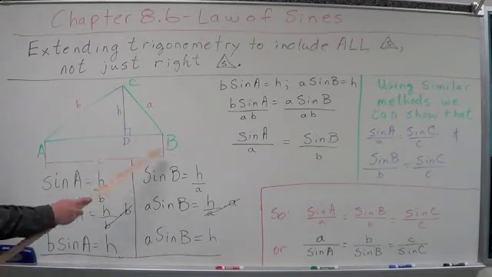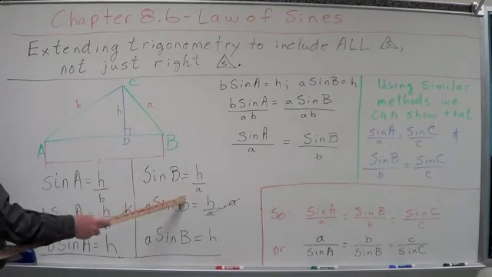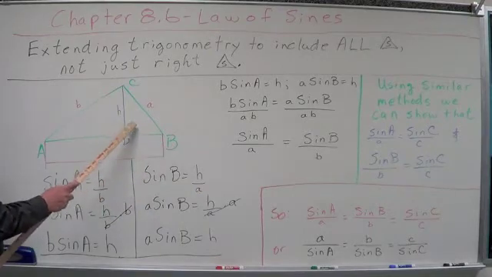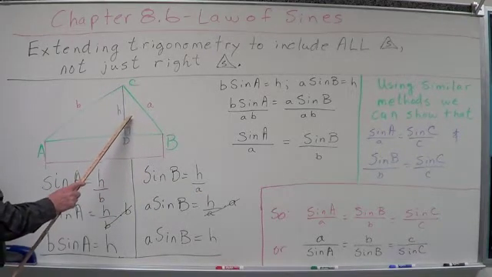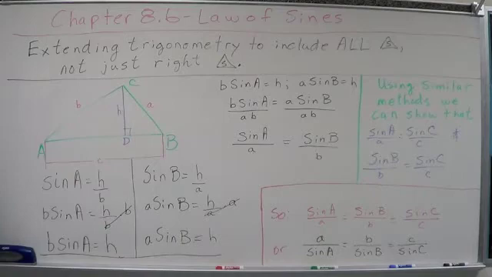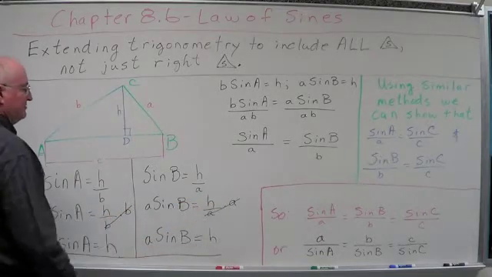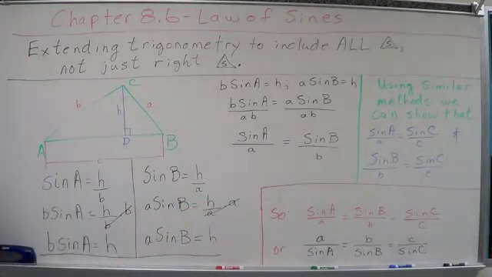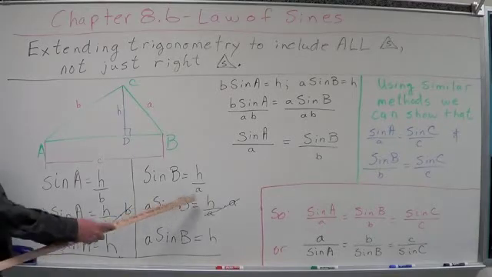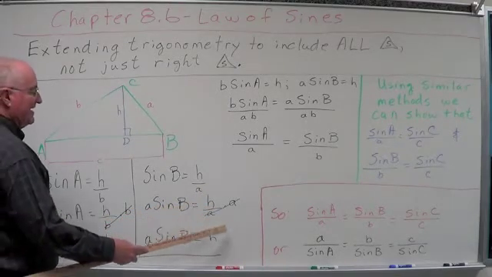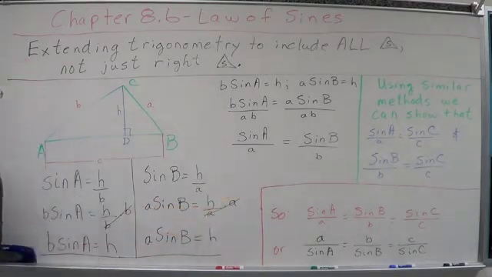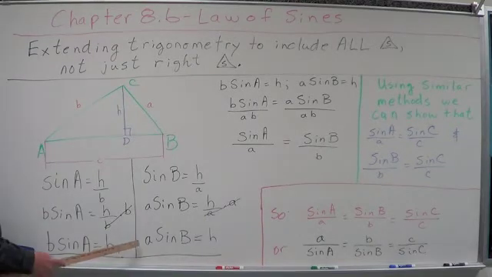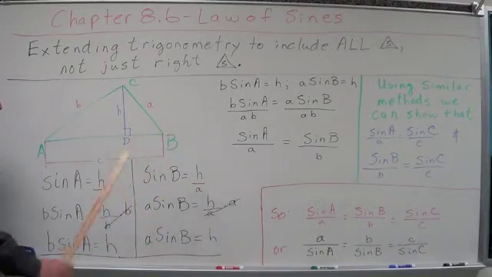Now over here, we can say sine of B equals H divided by A. Sine of B equals H, the opposite side, divided by the hypotenuse. Again, we want to get H by itself, so we're going to multiply both sides by A. We get A sine of B equals H divided by A times A. The A drops to 1, and we end up with A sine of B equals H.